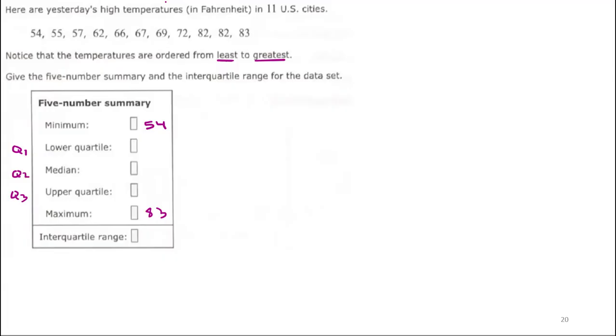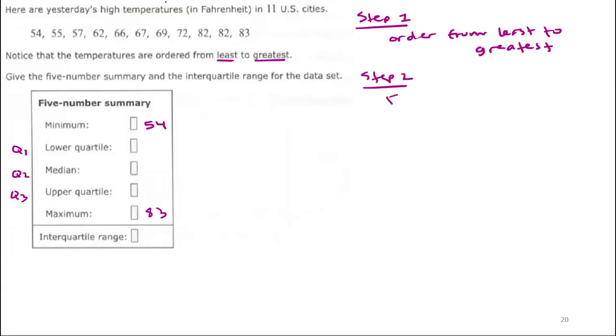So again, step number 1 is we want to put this in order from least to greatest. If you don't, you're not going to have very good results. Okay, from least to greatest. Step number 2 is we want to find Q1, Q2, and Q3. You want to start off with Q2 first, and then you go on to Q1 and Q3.